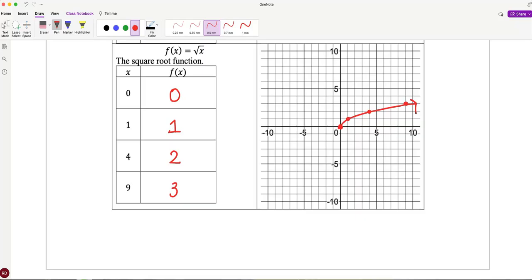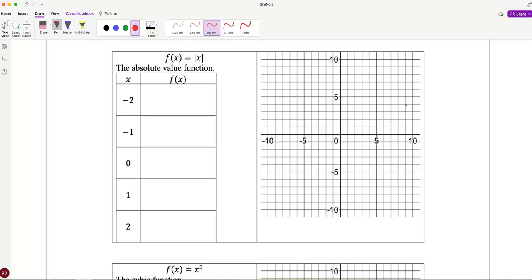Now notice I don't have any negative numbers here because the square root of -1 is not a real number. So this one looks different. It only exists for positive numbers. And what we want to do is get to a pattern. So this thing starts at 0, 0. I go over 1, up 1, because the square root of 1 is 1. I go over 4, up 2, because the square root of 4 is 2. I go over 9, up 3, because the square root of 9 is 3.